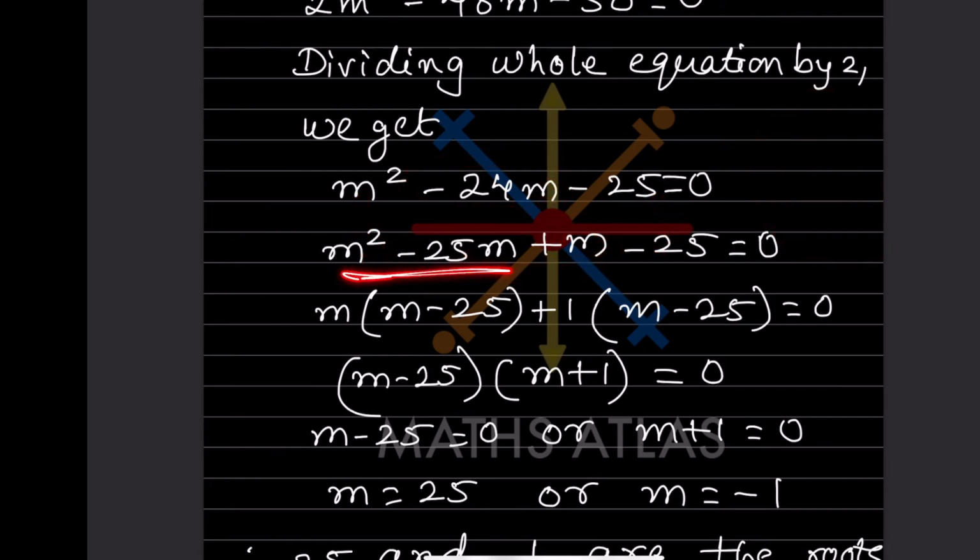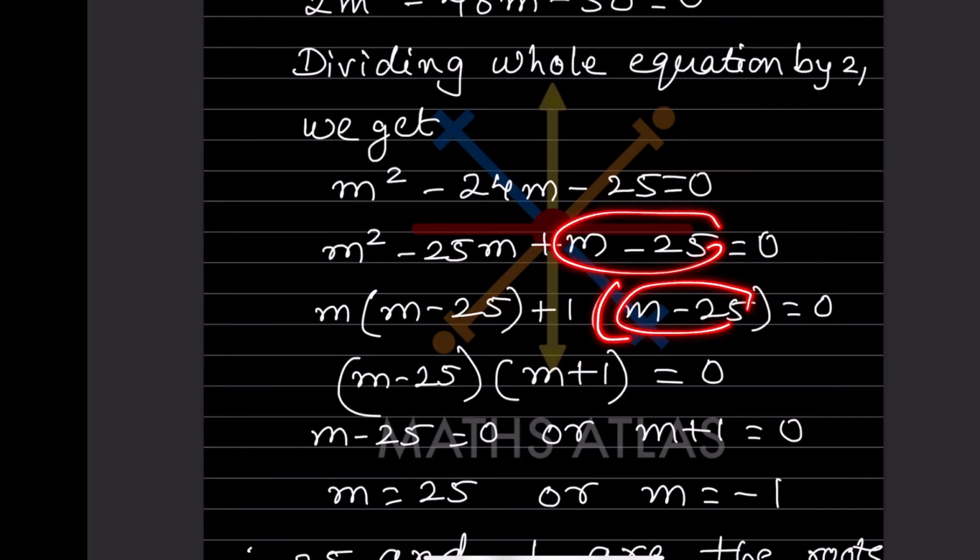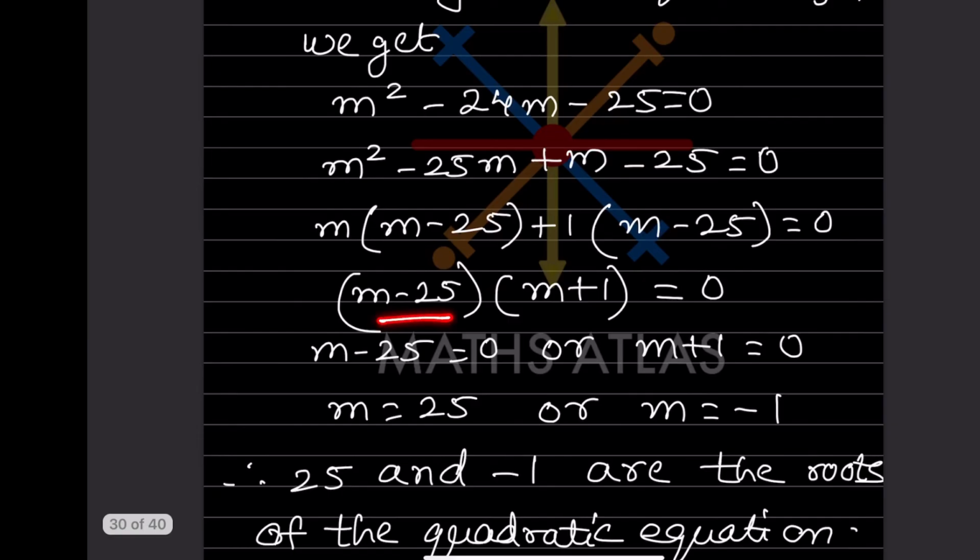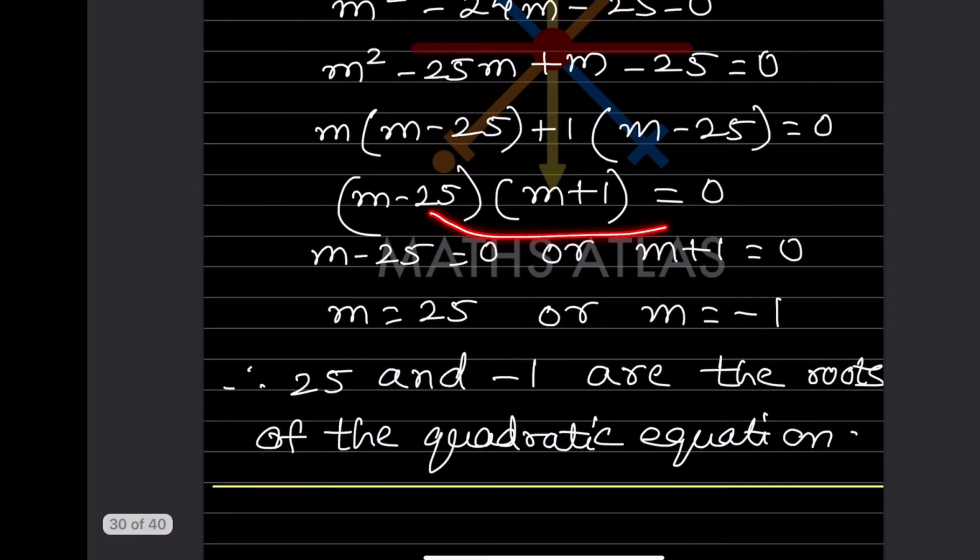So now let us make again two parts. From this one first part, m is common. What remains in the bracket is m minus 25. This plus as it is. In the second part, we can say nothing is common, means we are going to take 1 and then this same over here. Now both the brackets are same. So you are going to write it only once. Look at what is outside, m plus 1, that is 0. So this is going to be 0 or this is going to be 0.